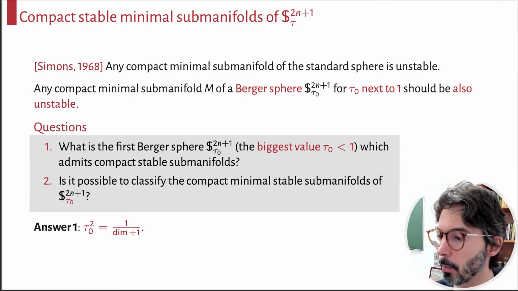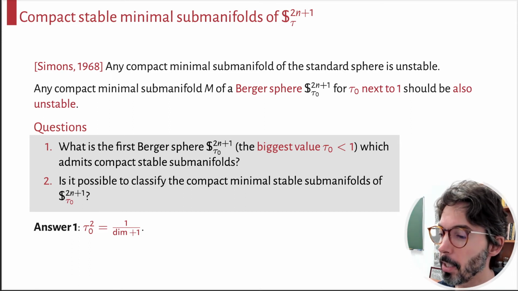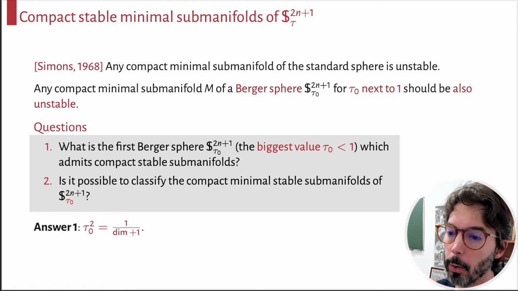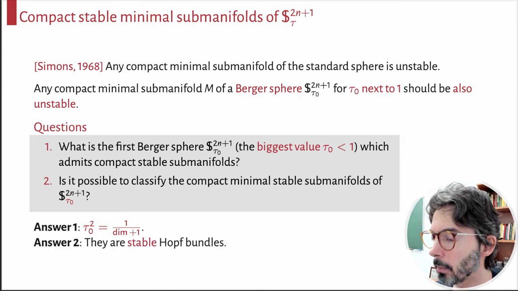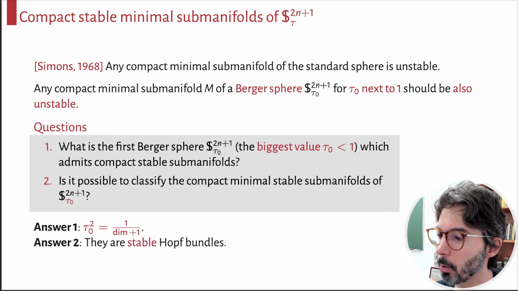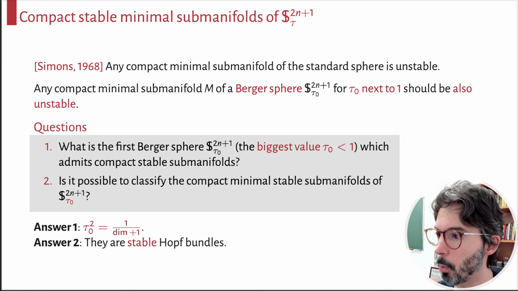We are going to answer both questions. The first one is that this biggest parameter tau is actually given by tau squared equal to 1 over dimension plus 1, which is the first value of tau squared for which the Hopf bundles are stable. And the answer to question 2 is that the only compact minimal stable submanifolds for that particular parameter are the stable Hopf bundles. Some remarks are in order on the answer to this second question.